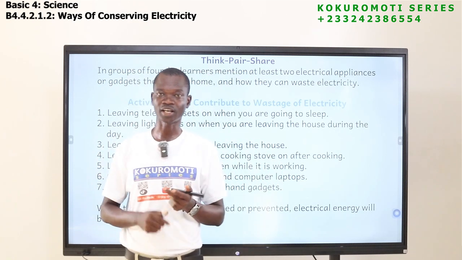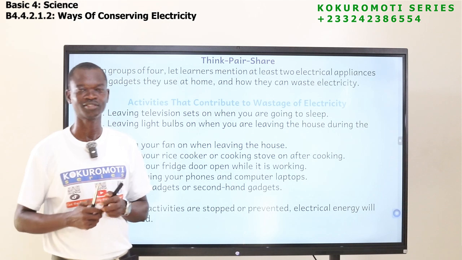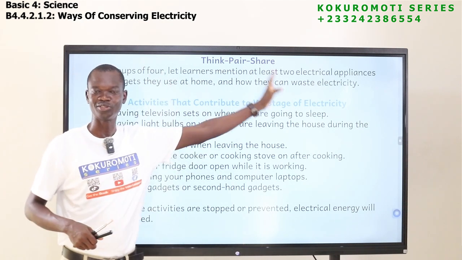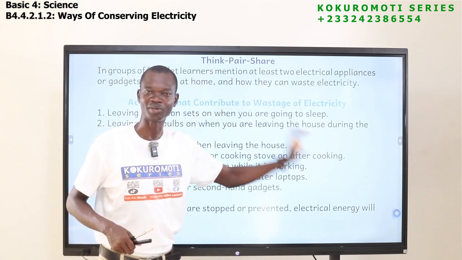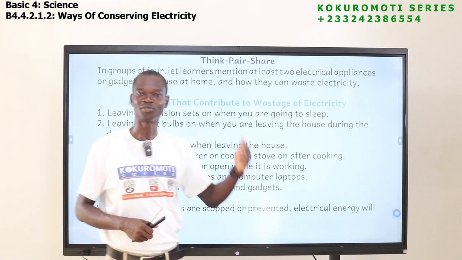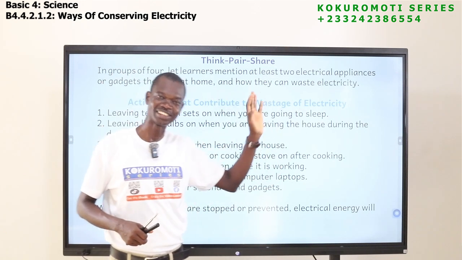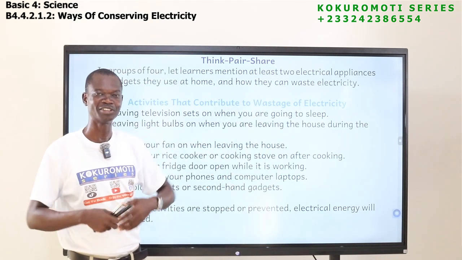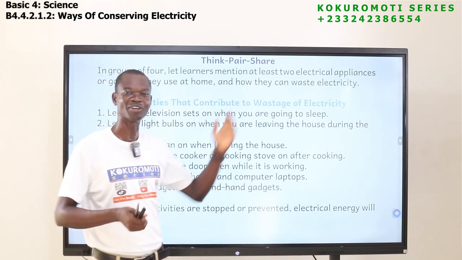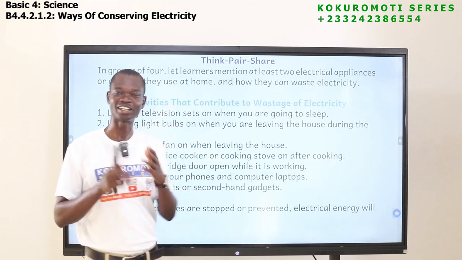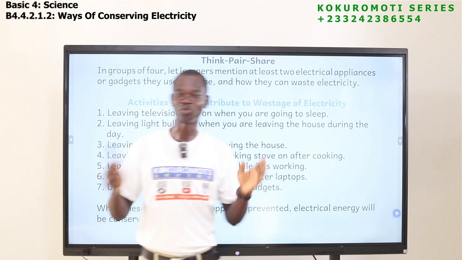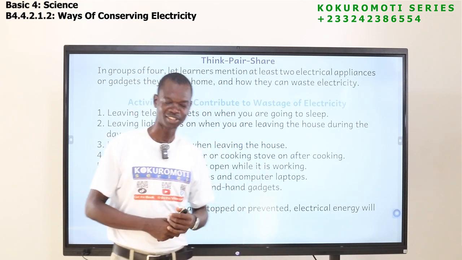Iron, television, fan, mobile phone, what again? Okay, so what can you do to them so that electricity will go to waste? If you want to waste electricity, what are some of the things that you should do? You have to leave them on like that when you are not using them. That one, you will waste electricity. And the question is, if you do that, is it the best thing? No. That is why we need to stop those things. We need to conserve electricity.